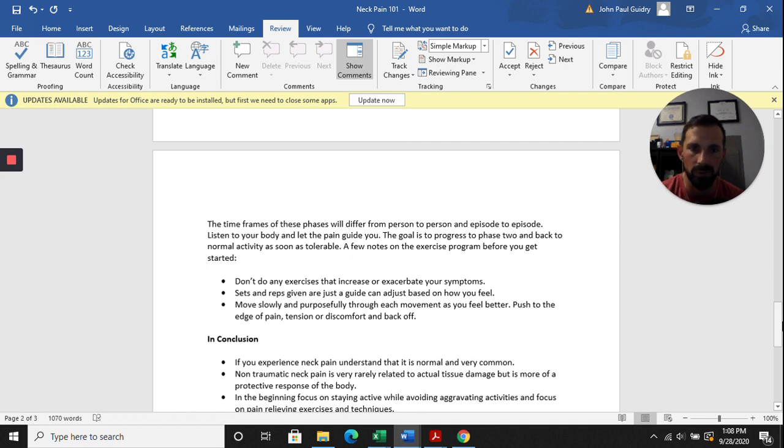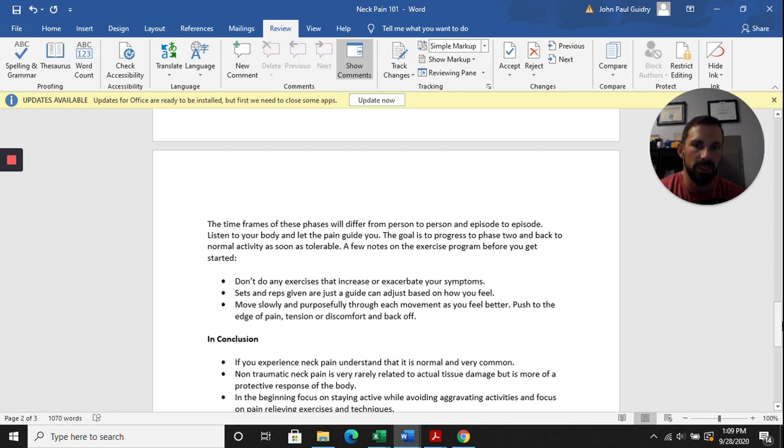So a few notes on exercise programs before you get started with anything. Don't do any exercises that increase or exacerbate your symptoms, especially early on. Sets and reps that are given are just a guide, and you can adjust based on how you feel. So if the dose given to you is 3 sets of 10 and you can only get 5 in the start, then start with 5. Don't force the number. Do what feels right to you, and then try to progress towards the number that's given to you.